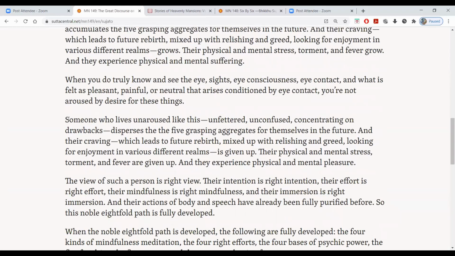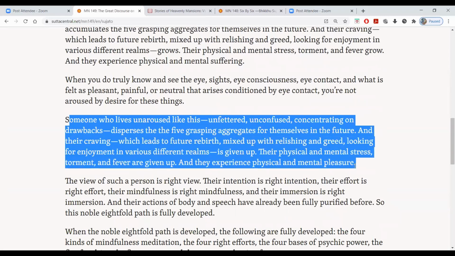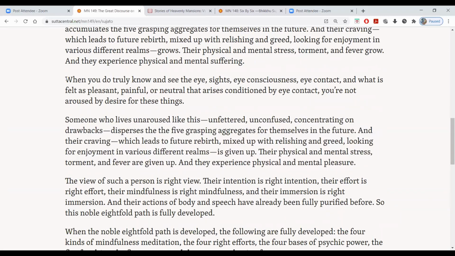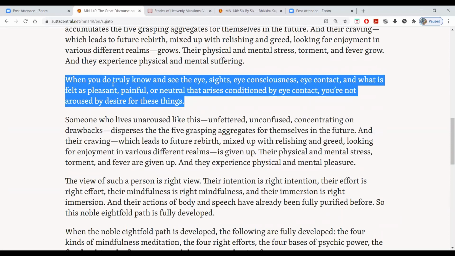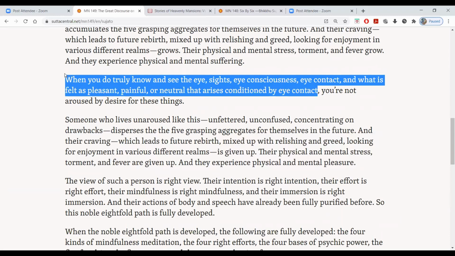Okay, here. When you do truly know and see the eye, sights, eye consciousness, eye contact, and what is felt as pleasant, painful, neutral, that arises conditioned by eye contact. So when you truly know and see, Buddha uses that to say that you understand the true nature of these things, that they are impermanent, subject to change, not self, not me, not I am, not myself. I like that. You do that investigation, okay?